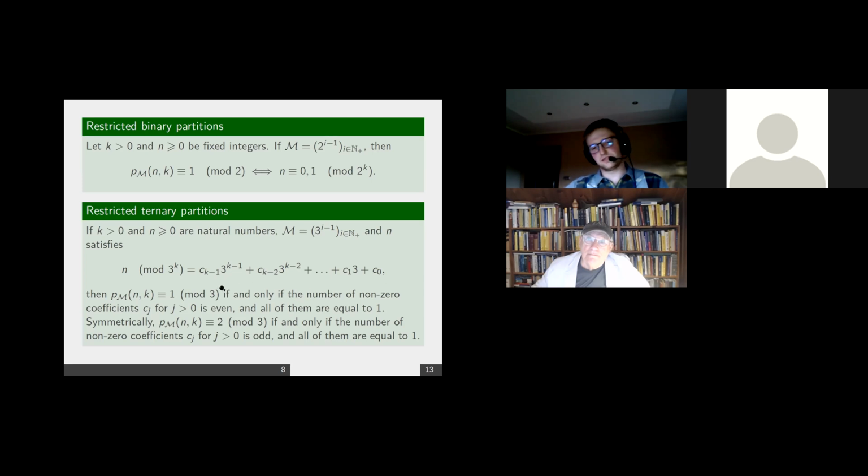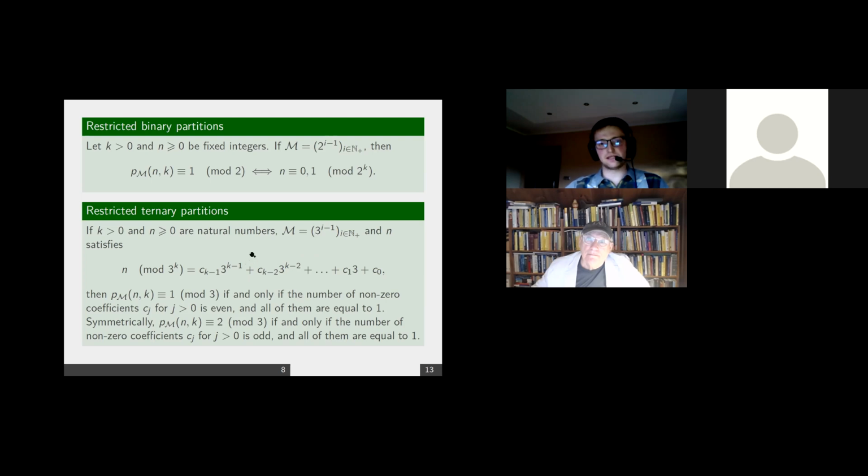Symmetrically or similarly, P_m(k) is congruent to 2 modulo 3 if and only if the number of non-zero coefficients c_1 up to c_{k-1} is odd, and all of them are equal to 1. It's worth mentioning that there are similar descriptions for the sequences of consecutive powers of 4 and consecutive powers of 6, but they are a bit more complicated, so we will not talk about them today.